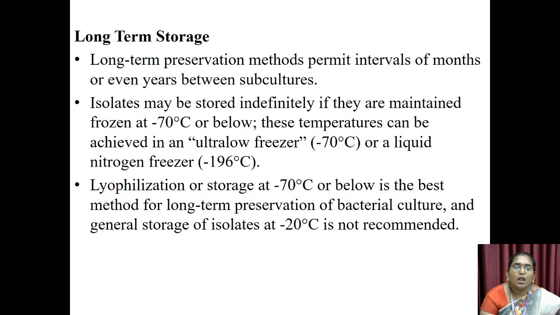Long-term storage. Long-term preservation methods permit intervals of months or even years between subcultures. Isolates may be stored indefinitely if they are maintained frozen at minus 70 degrees Celsius or below. These temperatures can be achieved in an ultra-low freezer or a liquid nitrogen freezer. Liquid nitrogen freezer temperature is minus 196 degrees Celsius.